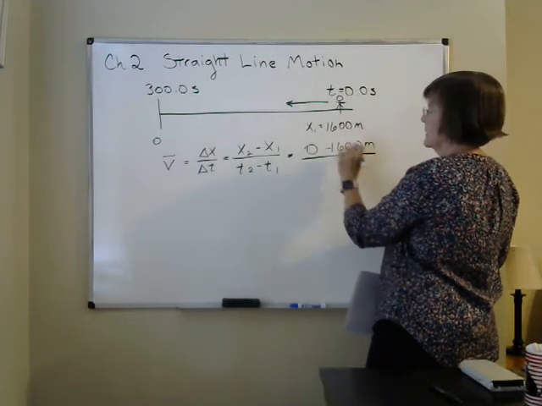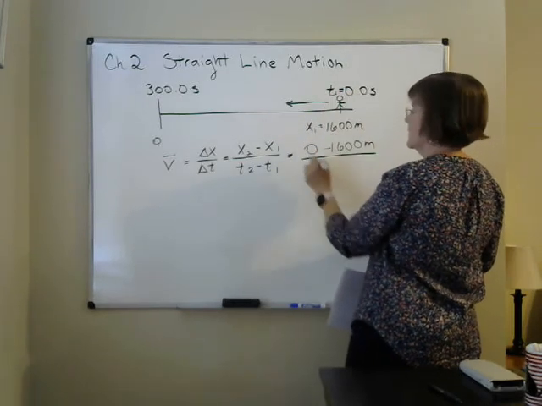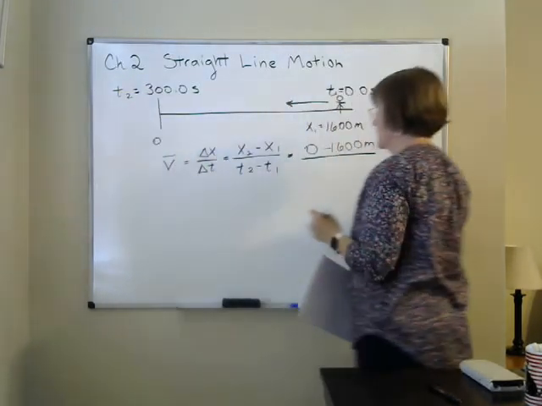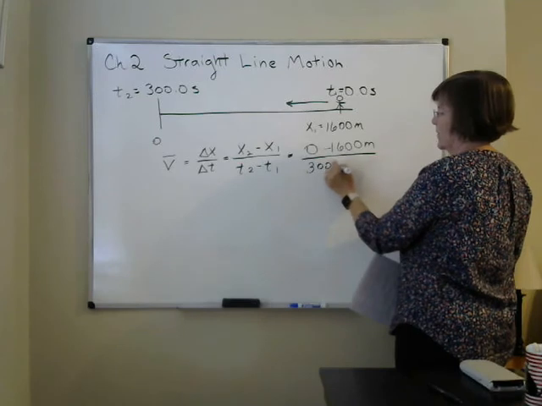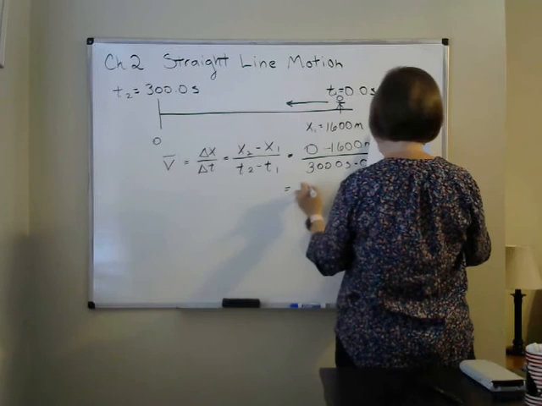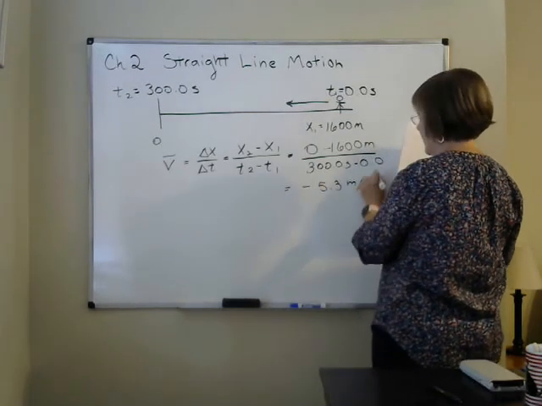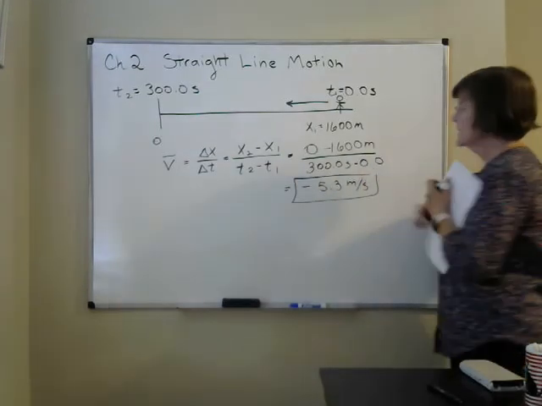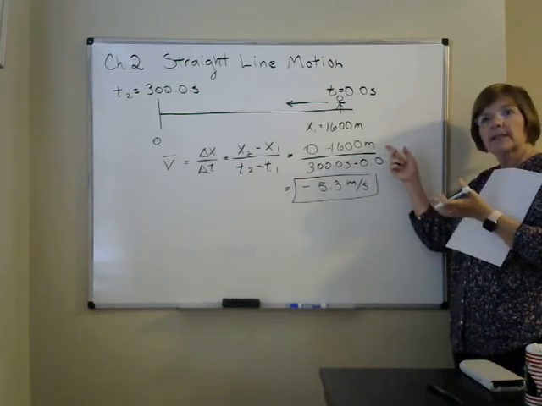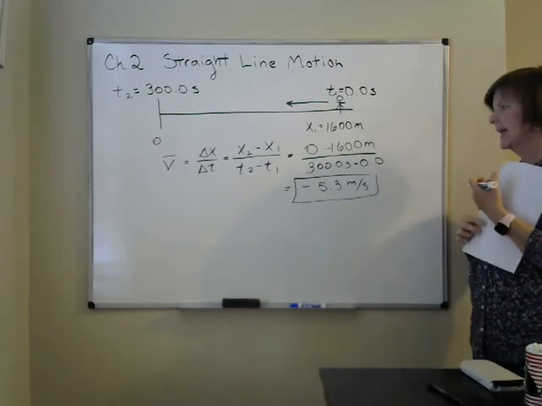And we get T1 was 0, T2 is 300 seconds. So 300.0 seconds minus 0.0, that works out to be about a negative 5.3 meters per second. What you'll notice here is this time our displacement was a negative value. If our displacement is a negative value, then we must have moved in a negative direction. It makes sense that that gives us a negative velocity.